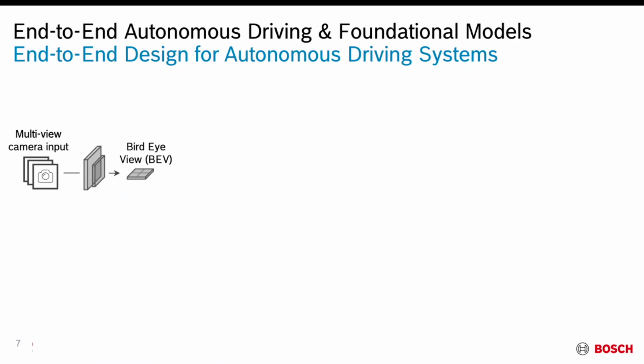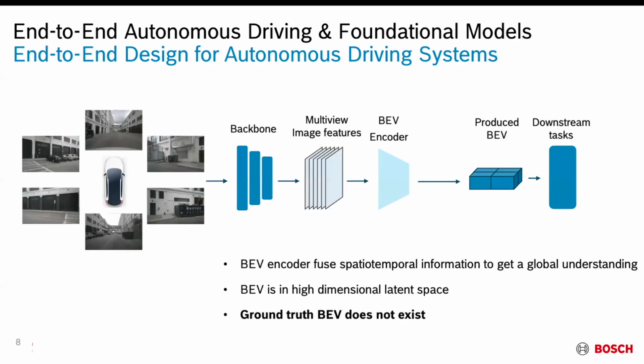So what is end-to-end actually? You start from a multi-view camera input, and then you get something called bird's eye view. Let's dive into how it looks. If you have seen any self-driving car, they mount multiple cameras around it. For example, here we have 6 cameras, and it's hard for the self-driving car to digest all this information at once. So we take these 6 cameras and run them through, let's say, a CNN backbone to get the image features. Once you have those image features, you have a BEV encoder that spatially and temporally combines those features to get one top-down view known as bird's eye view.